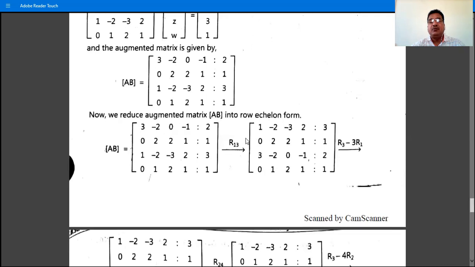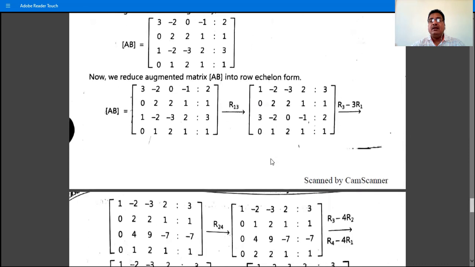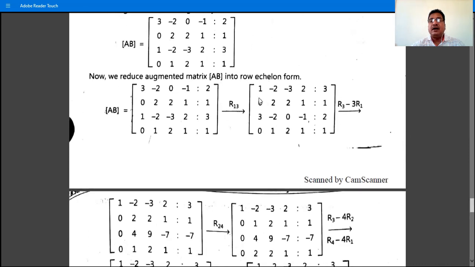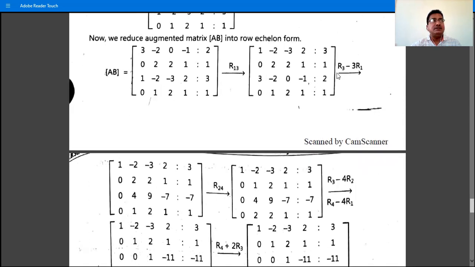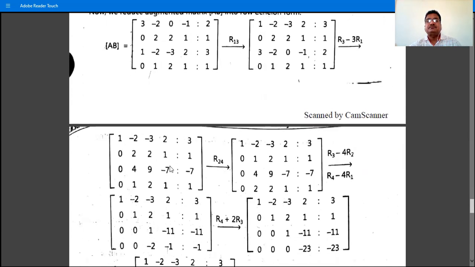So R13, the operation is R13. So we have this matrix. Then we have to reduce the elements at these places to 0. Already at this place we have 0, we have 0 at this place. So we have to reduce this 3 to 0. So the operation is R3 minus 3R1. The change is in R3. So multiply the first row by minus 3 and add in the third row. So R3 minus 3R1.